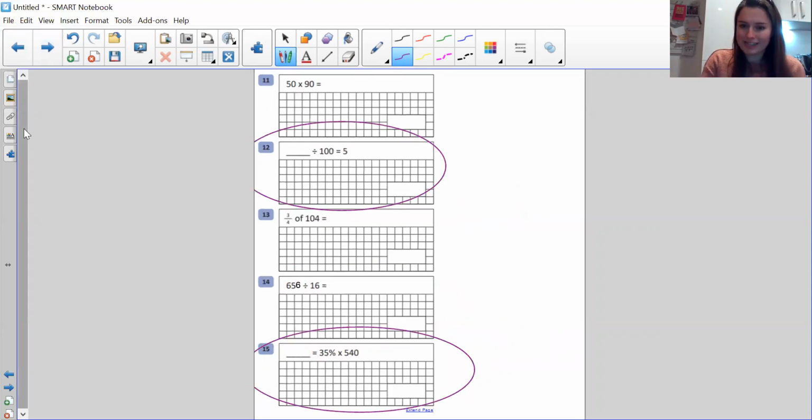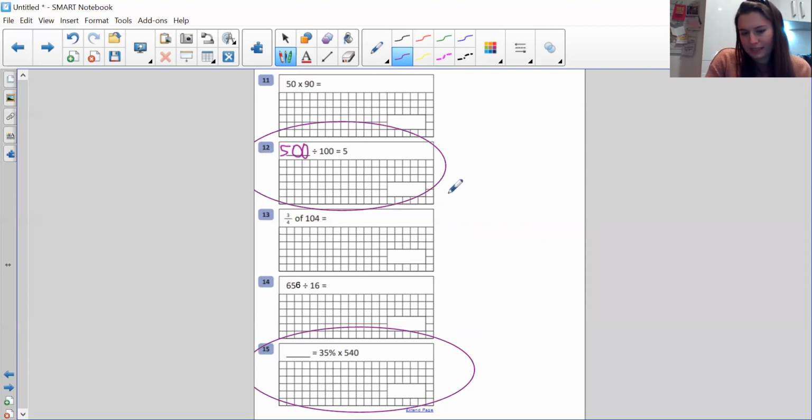Okay, one for inverse here. Something divided by 100 is 5. So if we use the inverse to go backwards, we would do 5 times 100, which is how you would get your 500 there. And then check, really think about it then. Is 500 divided by 100 5? Yes, it is. Okay, I want to talk about the percentage here.